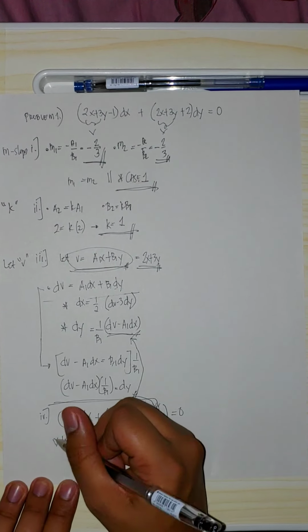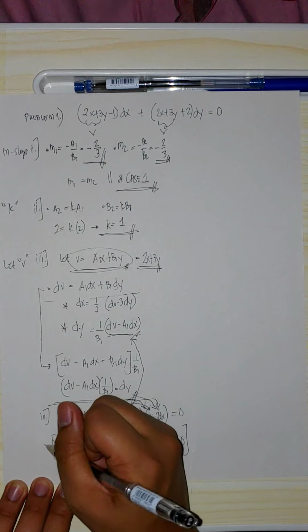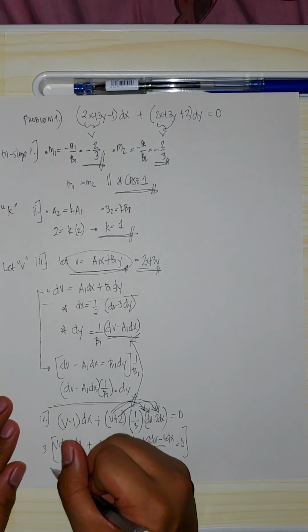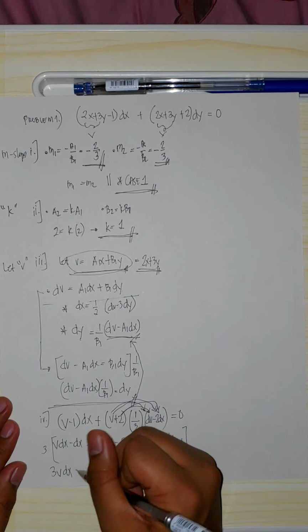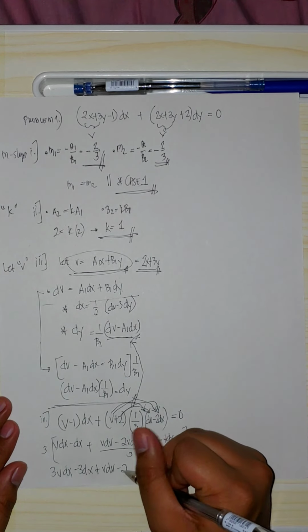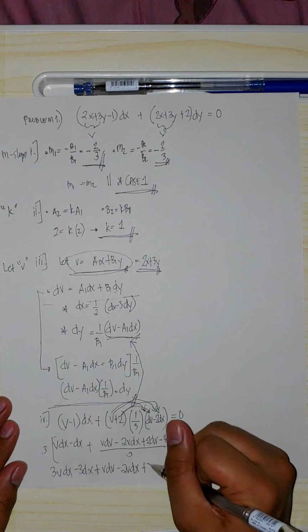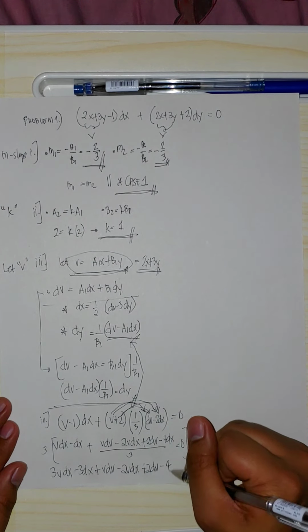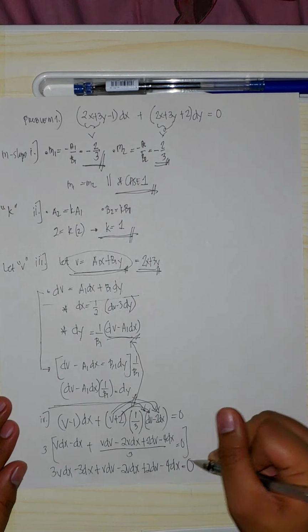To get rid of this 3, akong gusto is multiply na ko whole equation with 3. Then we will have 3v dx minus 3 dx plus v dv minus 2v dx plus 2 dv minus 4 dx equals to 0.